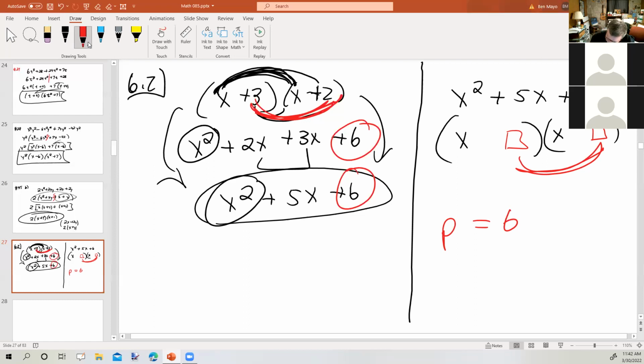Now, that could be what? 2 and 3 or 1 and 6. All right. So just knowing that the product is 6 is not enough. Well, let's take a look at where this came from. That came from these two, which was this number times that number and this number times that number. So that means that the two numbers that had a product of 6 have a sum of 5.